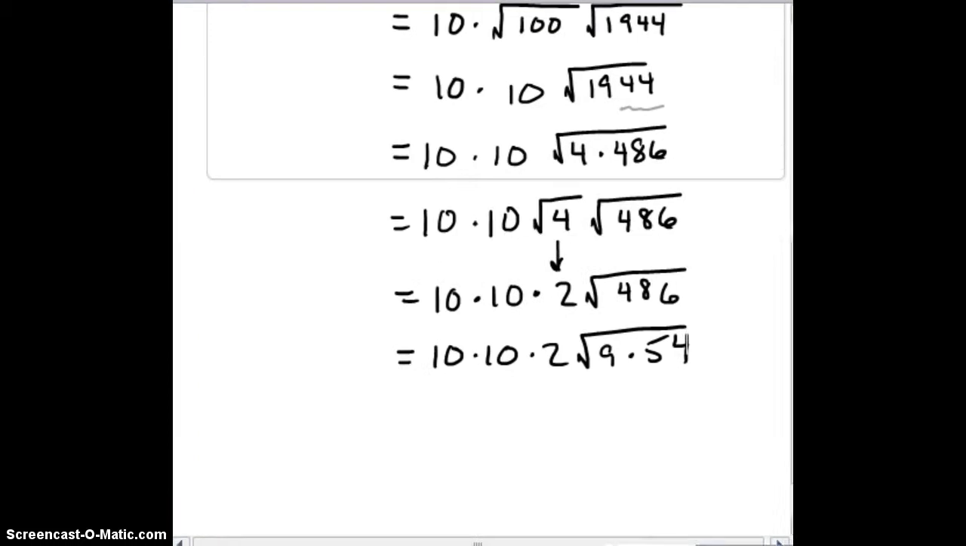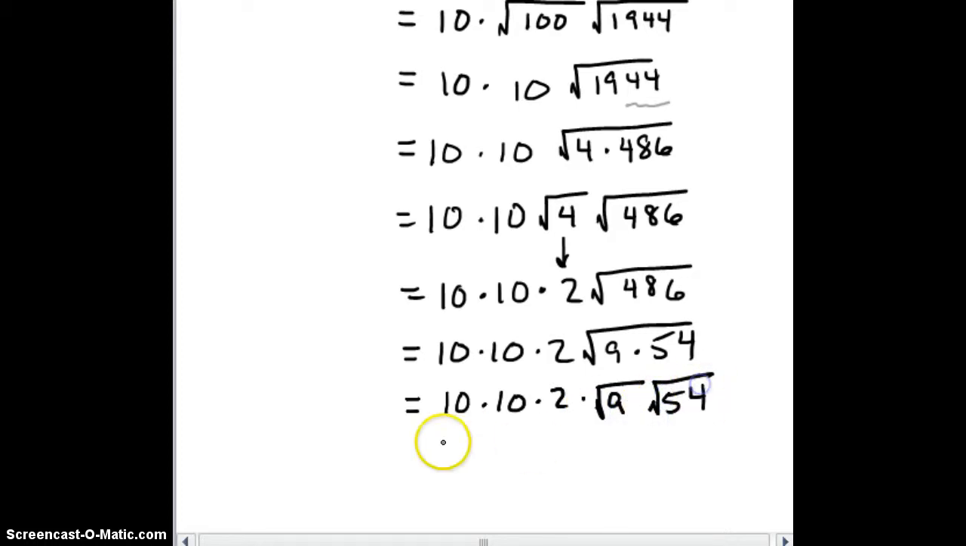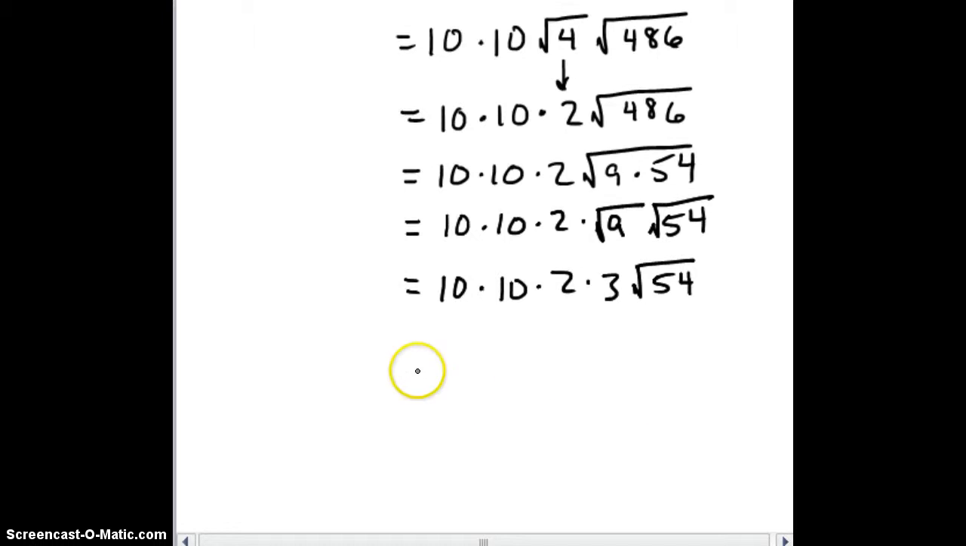Now, I'm going to do the same thing again. This is 10 times 10 times 2. So I've got the string of numbers, and at any point I could multiply all of these together, and that will help me simplify it. So I'm going to split apart this radical, 9 and 54, and then I take the square root of my perfect square inside that radical. So I take the square root of 9 right here, and I get 3 times the square root of 54. That's going to be equal to 10 times 10 times 2 times 3. I look for another perfect square. 5 plus 4 is 9. 9 is divisible by 9, therefore 54 is divisible by 9. 9 times 6.